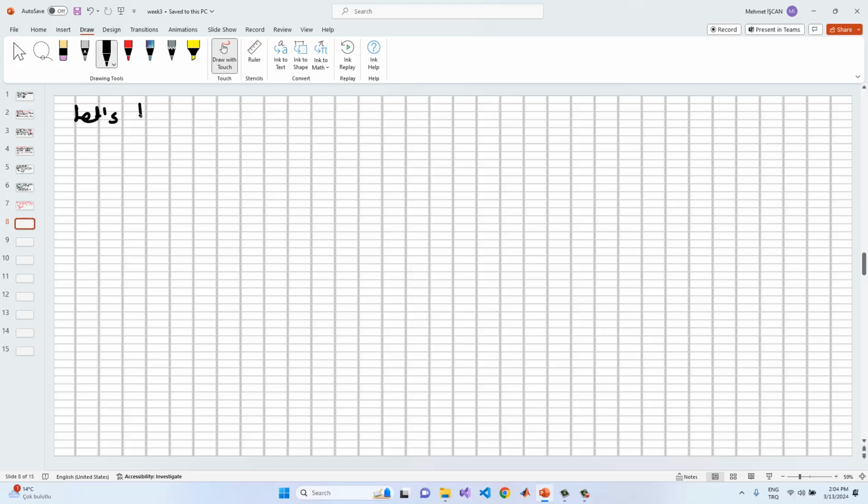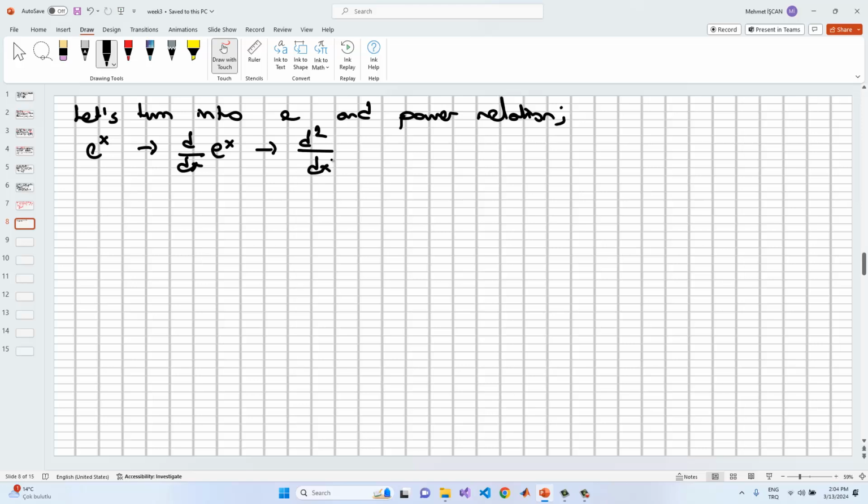Let's turn to the E and power relation. So we have e^x, and d/dx of e^x is always equal to what? Itself, right? x squared, e^x, and it goes on, right? Any differentiation gives the same pattern in this case, okay?